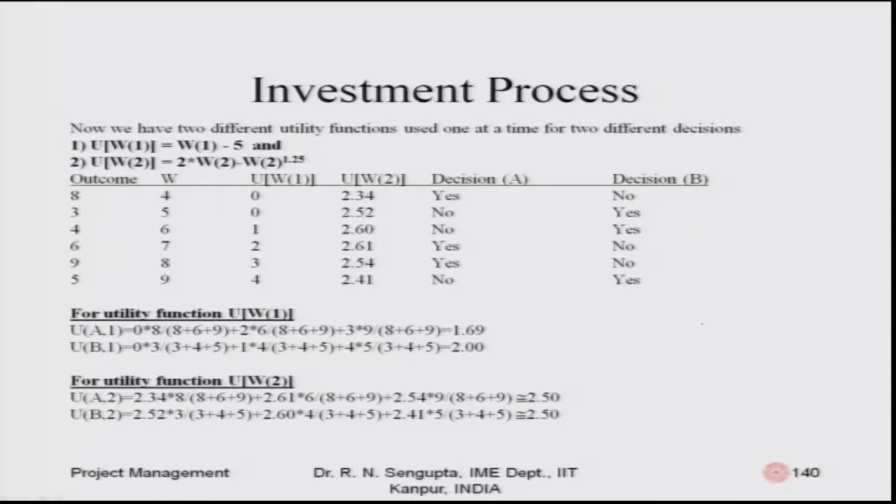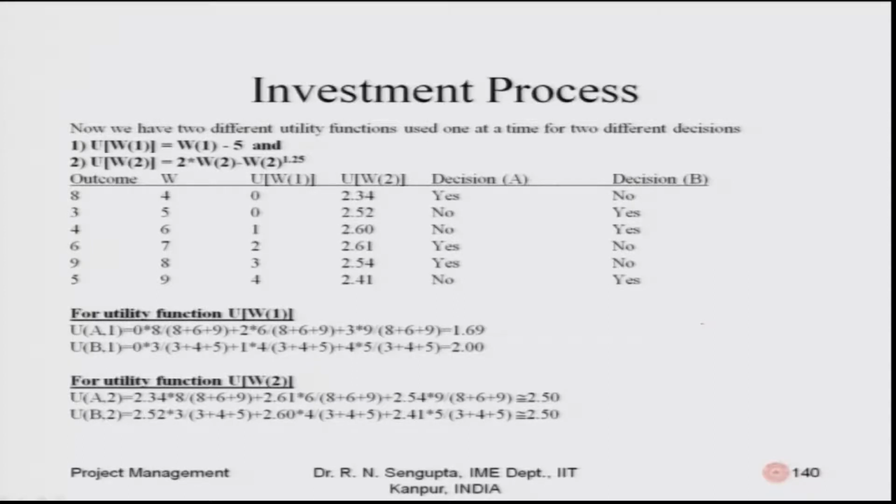Similarly, if I do it for B, for this decision, for the utility 1, it will be yes here, so 0 into 3, 0 into 3 and divided by what? So, what are the yeses? 1, 2, 3, which is 3, 4 and 5. So, here you see 3, 4, 5. If I continue doing it, it will be 1 into 4, that means yes, 1 into 4 divided by 3 plus 4 plus 5, and the last one is 4 into 5 divided by 3 plus 4 plus 5. I have 1.692. For utility 2, again I do the same calculations, I find out 2.5, 2.5.